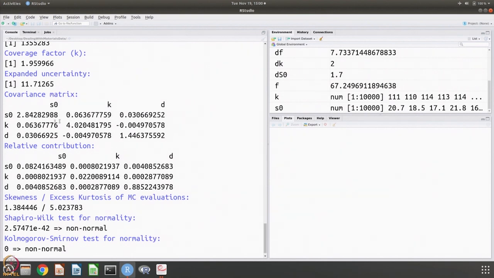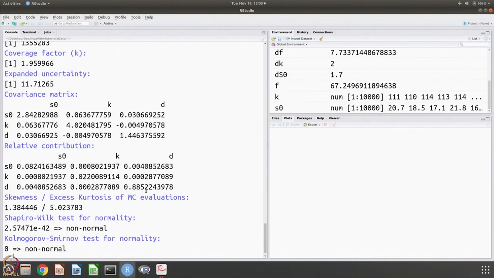So, you can see that k sigma naught and d sigma naught, these are the covariance values, and KD, for example. So they are all relatively small. Compared to these quantities, they are not very big. And you can also see the relative contribution. Of course, this we have seen.